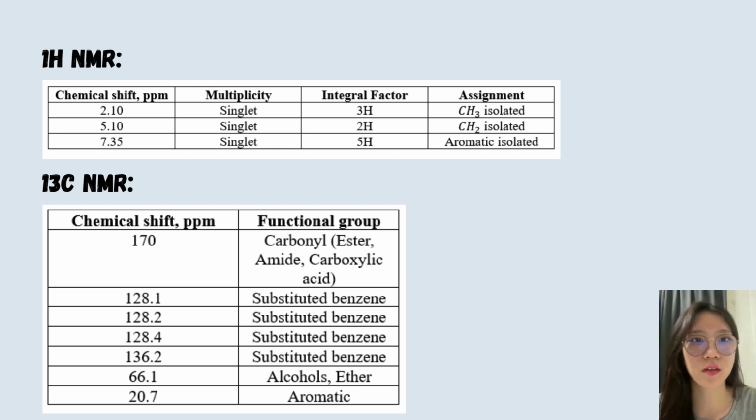Whereas for the 13C NMR, the chemical shift is 170 ppm, which represents a functional group of carbonyl. It might be ester, amide, or carboxylic acid. For the chemical shift of 128.1 until 136.2, the functional group could be a substituted benzene. And then for the chemical shift of 66.1, the functional group could be an alcohol or an ester. Lastly, for the chemical shift of 20.7 ppm, the functional group could be an aromatic.